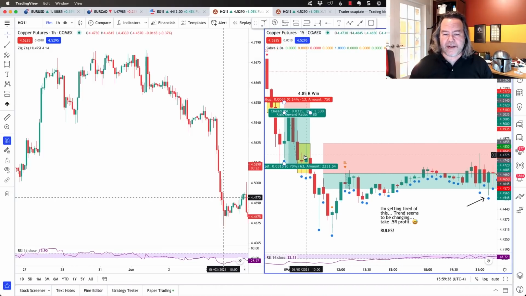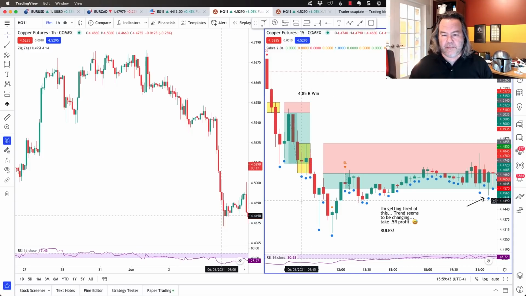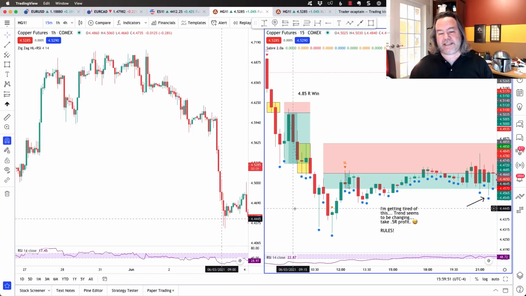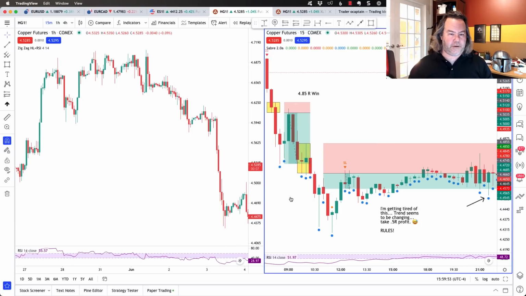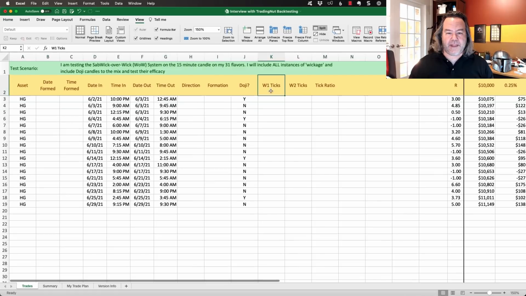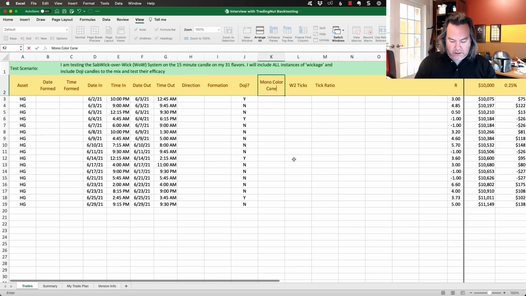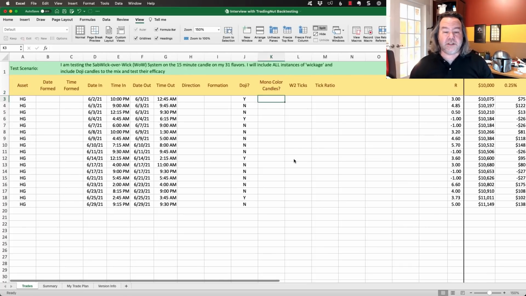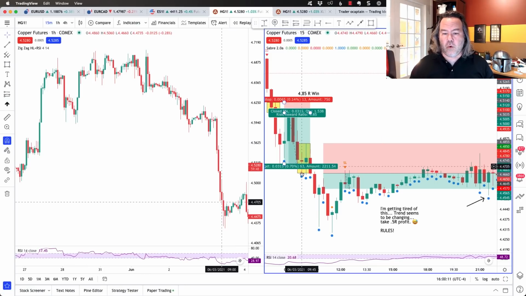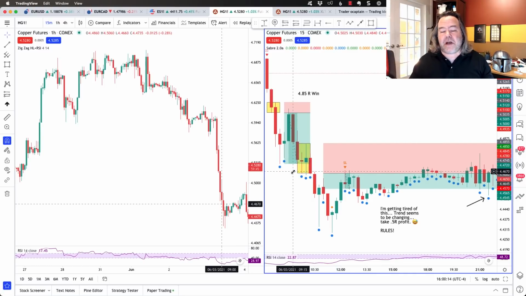And we go along, and right after that trade, we had another wick over wick. We have a red candle and a green candle. Now, before, I hadn't really looked at different colored candles. I looked at all the same candles. So this might be a situation where you say, I wonder if I can test this scenario. So I'm going to go to my spreadsheet and say, maybe I should mono color candles. So I want to know, do I have more winning trades when they're monocolored or when it doesn't really matter if they're the same color or not?